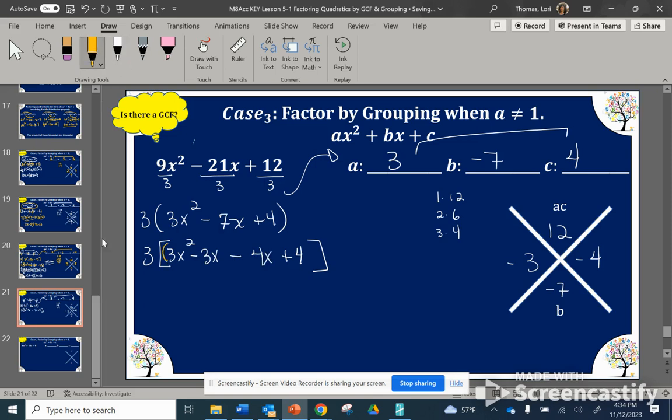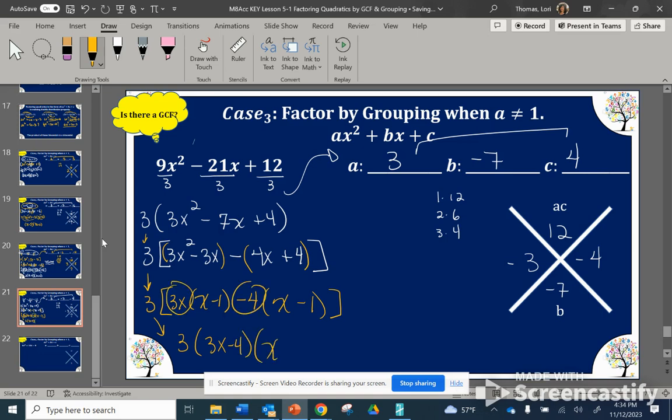Now let's group the first two terms, the second two terms, bring down our GCF, factor the GCF from these two terms. That's going to be 3x. So x minus 1 minus, we're going to factor out a minus 4. Negative 4x divided by negative 4 is positive 1x. 4 divided by negative 4 is negative 1. Bring down the GCF of 3 times 3x minus 4 times x minus 1.